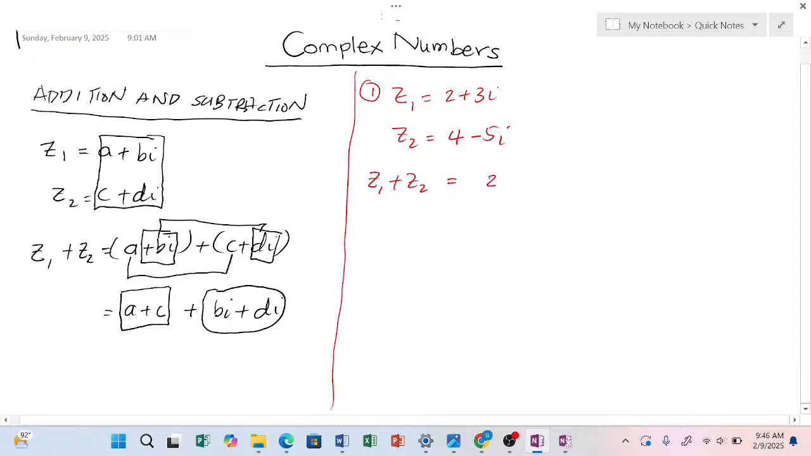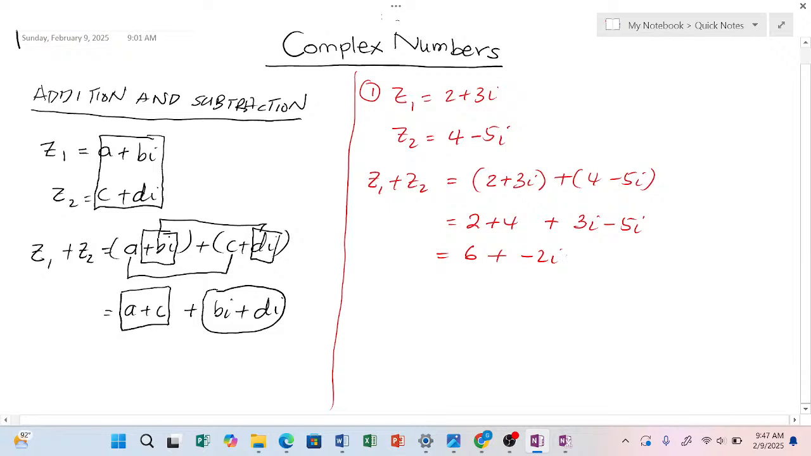And so I have 2 plus 3i plus 4 minus what? 5i. Now grouping like terms, the real part 2 plus what? 4. Then the imaginary part 3i minus what? 5i. So I'm going to get what? 6 plus what? Minus 2i, right?